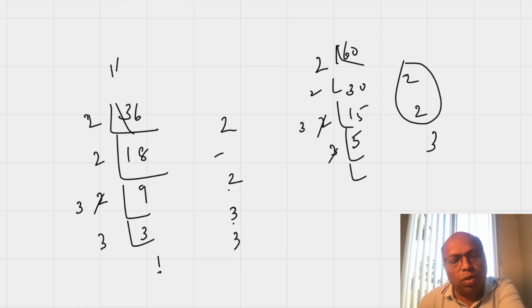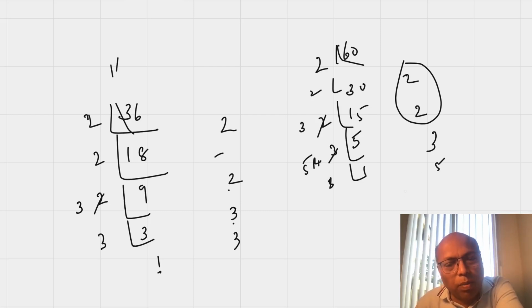Correct now? 4 is not dividing. Then I'll do it for 5. Is 5 dividing? Yes. 1 and 5. So how long do I need to repeat the procedure till the number becomes 1?